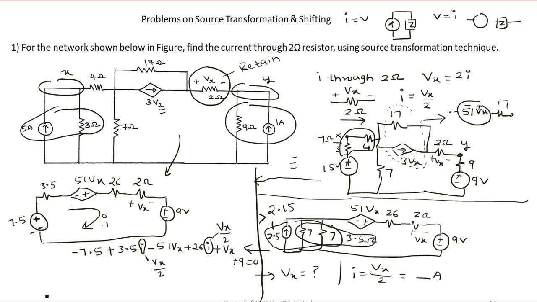So for your reference, I will just write this equation once again. Minus 7.5 plus 3.5 Vx divided by 2 minus 51 Vx plus 26 Vx by 2 plus Vx, sorry, plus 9. Okay, so can anyone get me the Vx value?